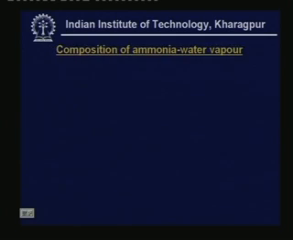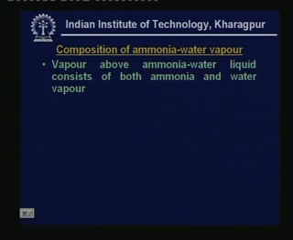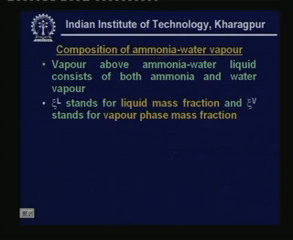However, there is one important difference between lithium bromide water systems and ammonia water systems. Because the vapor above the ammonia water solution consists of both ammonia vapor as well as water vapor. That means we have to talk about composition in the liquid phase as well as composition in the vapor phase, because you have a mixture in both liquid as well as vapor phases. So, to distinguish between the concentration in liquid and vapor phases, we define superscript L for liquid phase composition and superscript V for vapor phase composition.